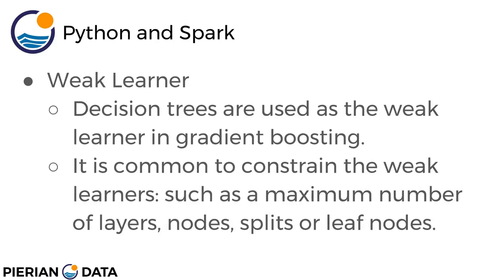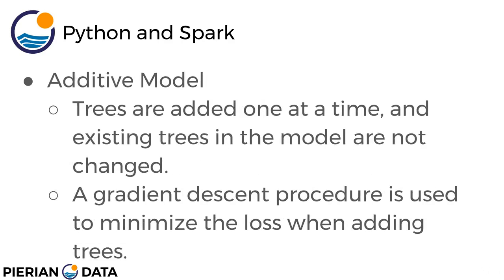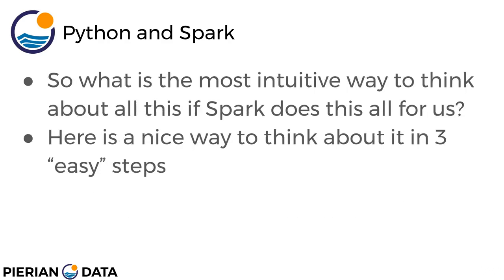So on to that second point of the weak learner. Decision trees are used as the weak learner in gradient boosting. It's common to constrain the weak learners, such as constraining the maximum number of layers, or nodes, or splits, or leaf nodes. Then we have an additive model, where trees can be added in one at a time, and existing trees in the model are not changed. A gradient descent procedure is used to minimize the loss when adding the trees.